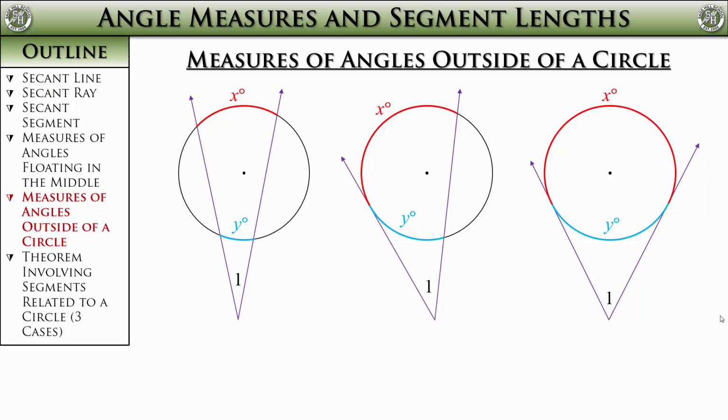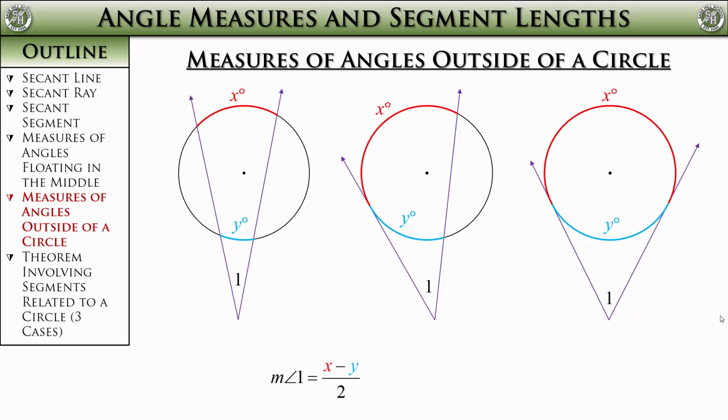With these pieces labeled, we can now give you the formula. Central angles are equal to its intercepted arc. Inscribed angles are equal to half their intercepted arc. Angles floating in the middle are the average of the 2 intercepted arcs. And here we have 2 intercepted arcs too, but instead of the average, the measure of our angle is the difference of our 2 intercepted arcs divided by 2.